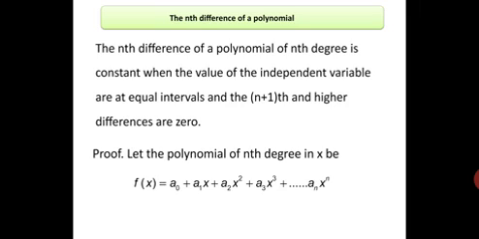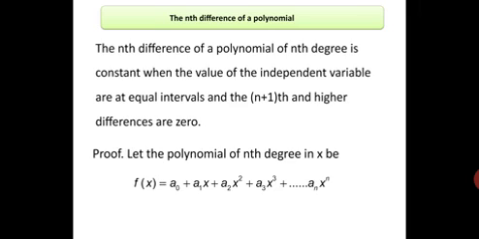So what does it say? The nth difference of a polynomial of nth degree is constant when the values of the independent variable are at equal intervals, and the (n+1)th and higher differences are 0. So we can say that if we take a polynomial of nth degree and take the nth difference, it is constant, and then the (n+1)th difference will become 0, right?